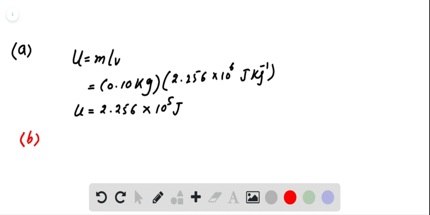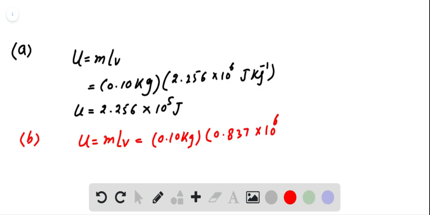Now in the second part, we want to convert liquid ethanol into ethanol vapor. So by using the relation thermal energy equals mass times latent heat of vaporization, here the mass of ethanol is 0.10 kilogram, times the latent heat of vaporization for ethanol, which is 0.837 times 10 to the power 6 joule per kilogram. This gives us thermal energy equal to 0.837 times 10 to the power 5 joule.